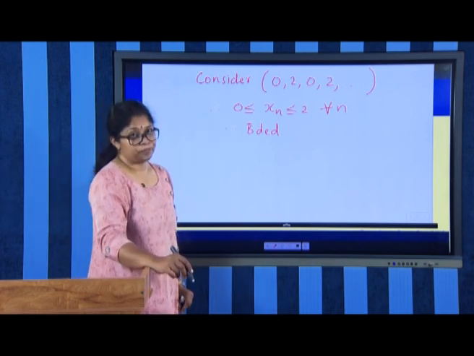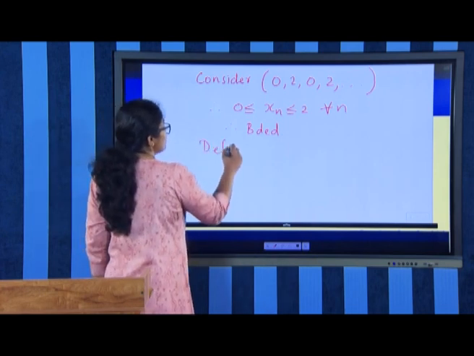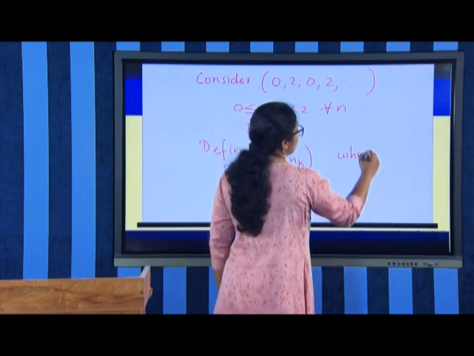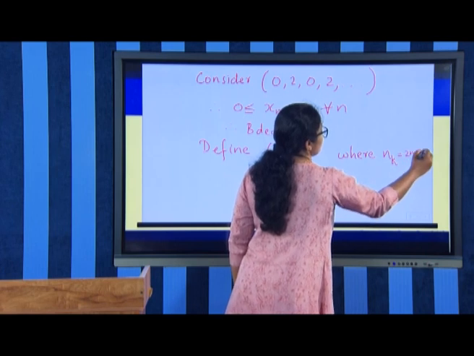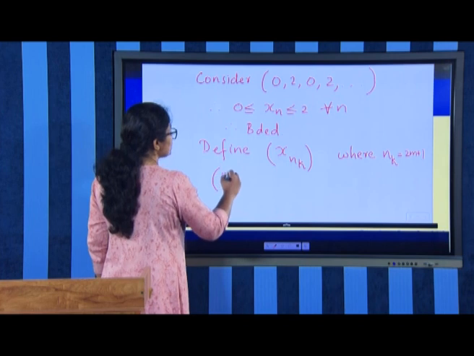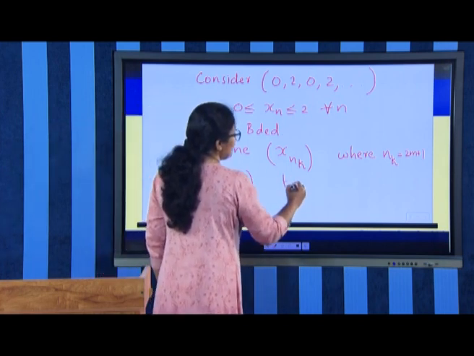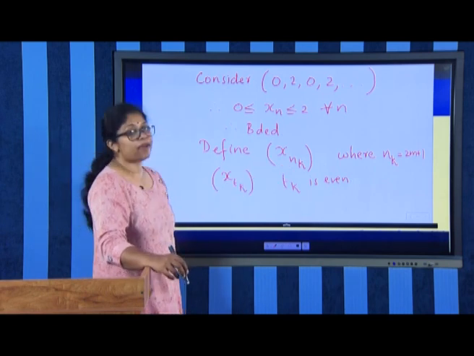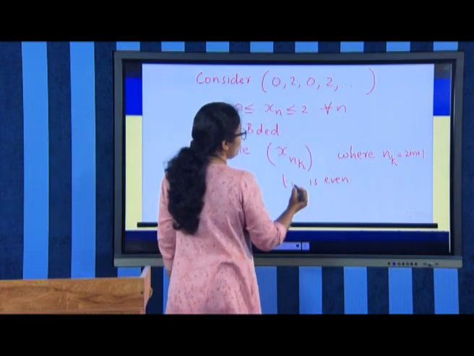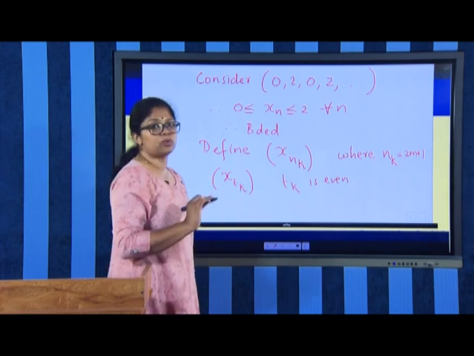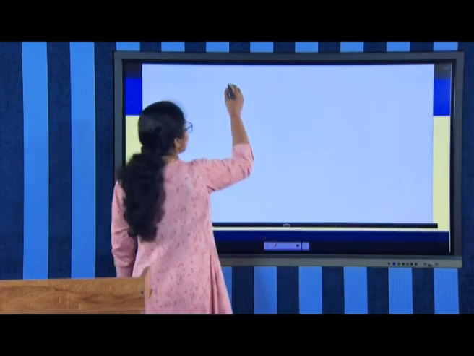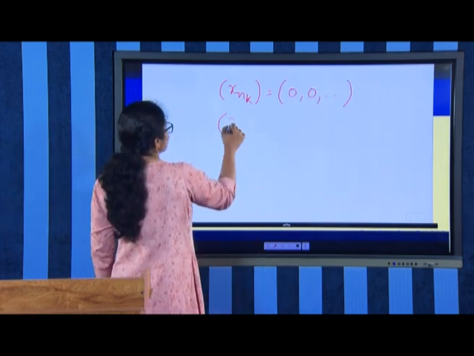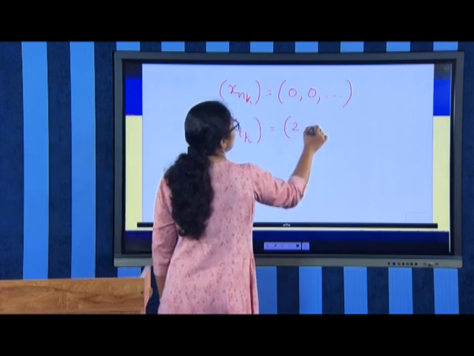But does the sequence converge? Let us see. Define a subsequence xnk where nk is odd, and another subsequence say xtk where tk is even. Then the first subsequence has only the odd suffixes, and therefore this sequence is entirely equal to 0. So, it is a constant sequence. Sequence xnk is the constant sequence 0, 0 etc., whereas sequence xtk is 2, 2 etc.